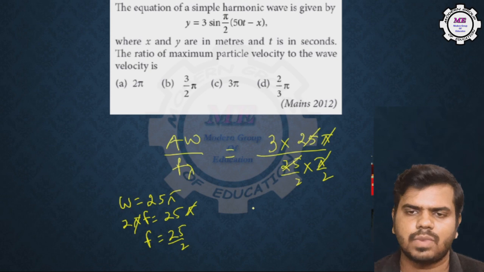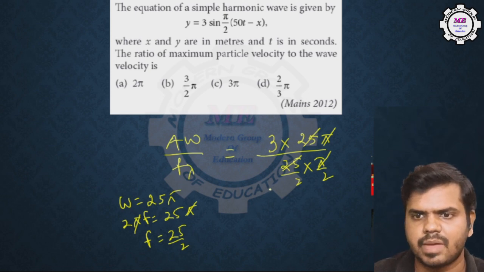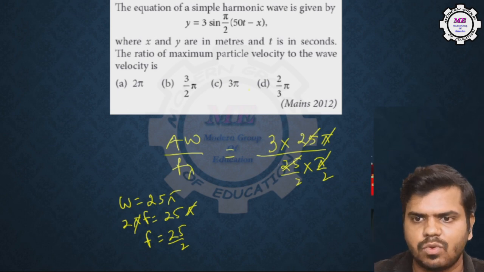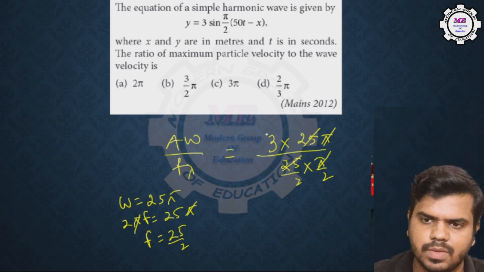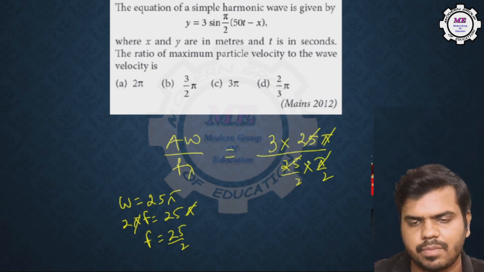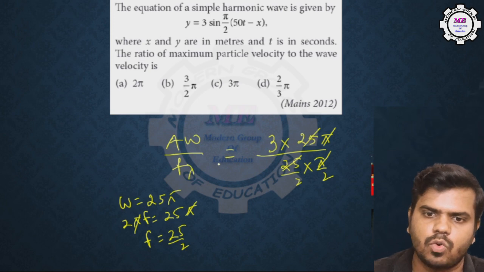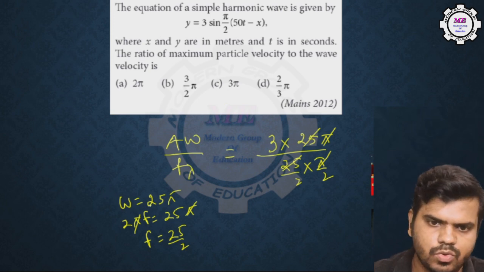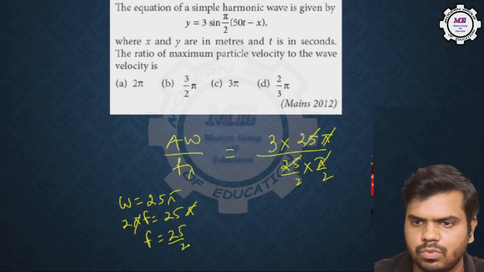Equation of simple harmonic motion is given by 3 sin pi by 2 (50t minus kx). The maximum particle velocity to the wave velocity. Maximum particle velocity is a omega. So it is 3 into omega, omega means 50 into pi by 2, that means 25 pi. And the maximum wave velocity is f lambda. So omega is 25 pi, so it will be 2 pi f equal to 25 pi, the pi cancels out, so f will be 25 by 2.